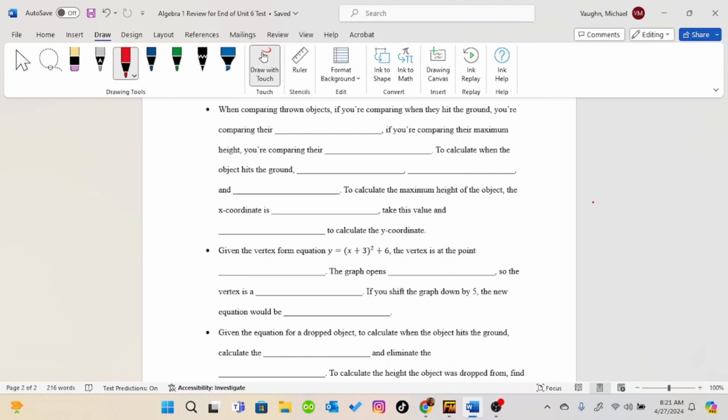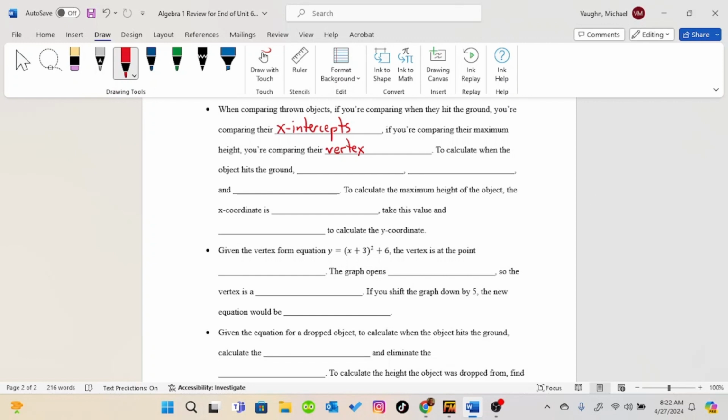When comparing thrown objects, if you are comparing when they hit the ground, you are comparing their x-intercepts. Because when they hit the ground, they will have a height of 0, which means a y value of 0. If you are comparing their maximum height, you are comparing their vertex. This will be the top of the parabola before it comes back down.